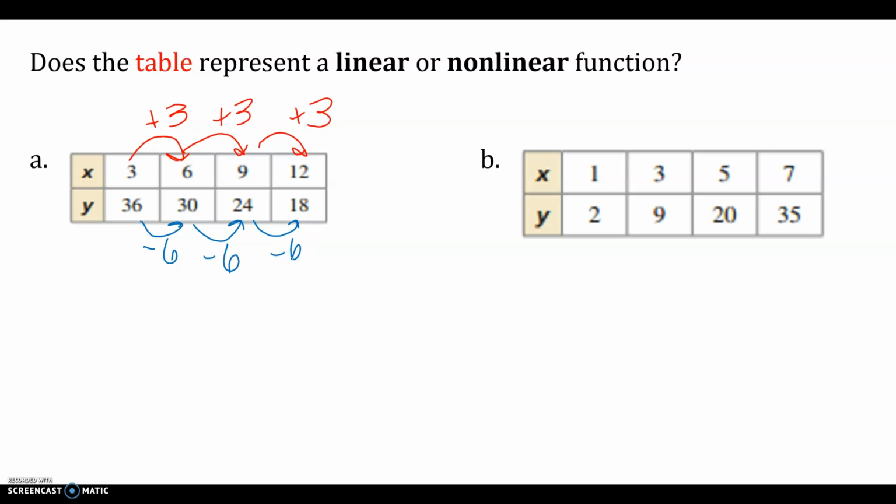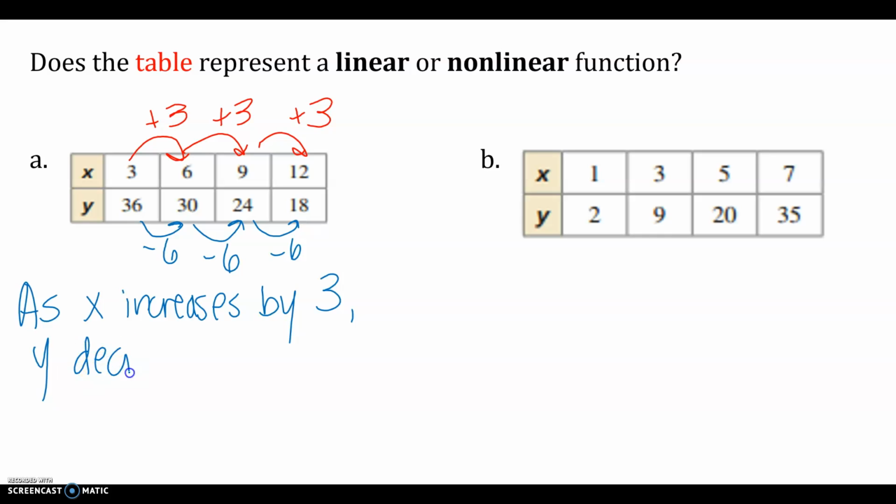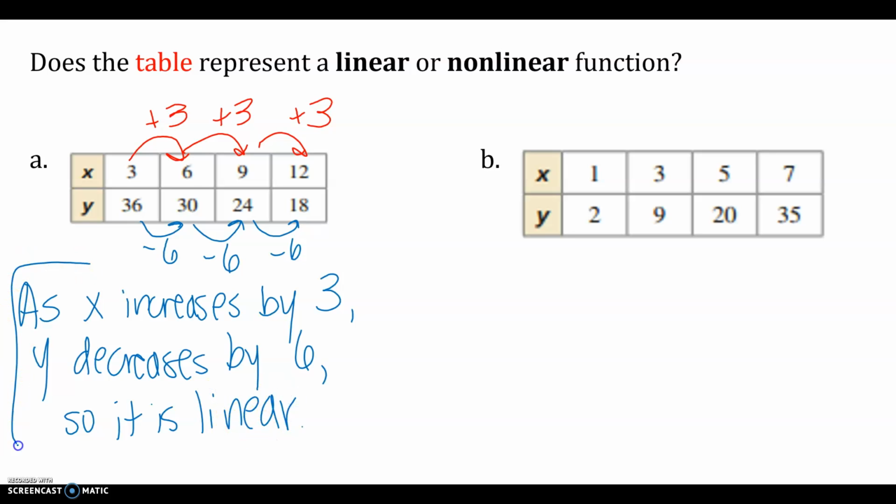If you remember, you had to write me some words. As x increases by 3, y decreases by 6, so it is linear. This was the sentence that you wrote me. As long as the numbers on the top are all the same and the numbers on the bottom are all the same, then it is linear. And increases obviously means it was added, decreases obviously means it was subtracted.